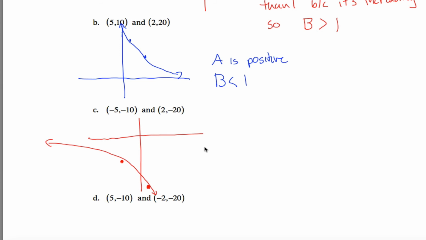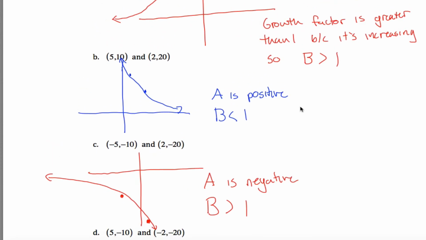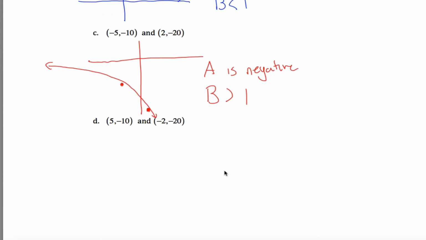And so the y-intercept is a negative number. So a is negative. And as I read this from left to right, it becomes more and more negative. So the amount by which it's negative is growing. Therefore, b is greater than 1. It's a little bit confusing.